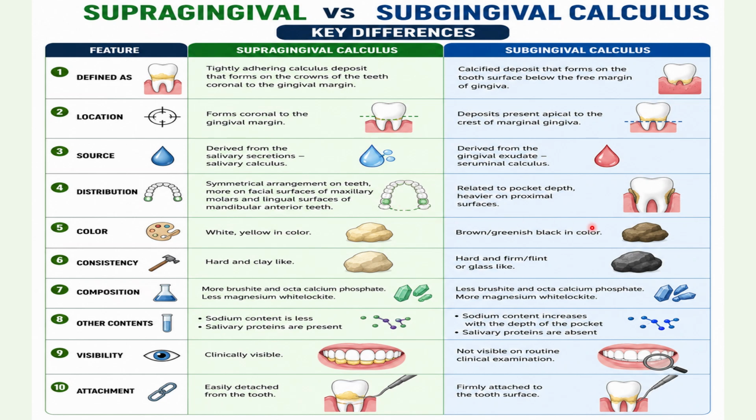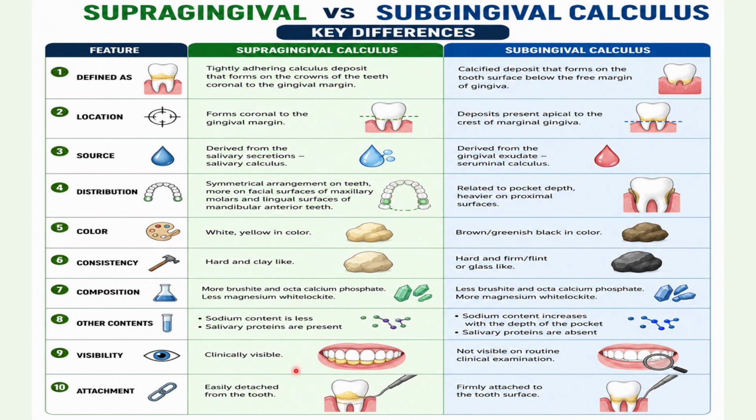In case of subgingival calculus, it is related to the pocket depth, and it is heavier on the proximal surfaces. Coming to the composition, in the supragingival calculus we can see more brushite and octacalcium phosphate, and less magnesium whitlockite. And in the subgingival calculus, there is less brushite and octacalcium phosphate and more magnesium whitlockite.